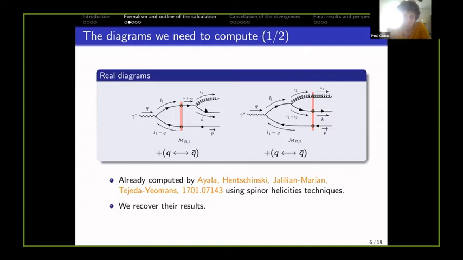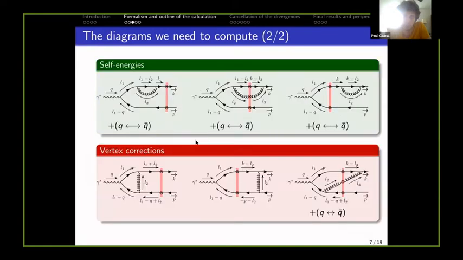They have already been computed by these people here using spinor helicity techniques, and we have been able to recover the results using our own techniques. I would say that the hard part of the computation is dealing with the virtual diagrams, which can be divided into two classes: self-energy diagrams and vertex corrections.